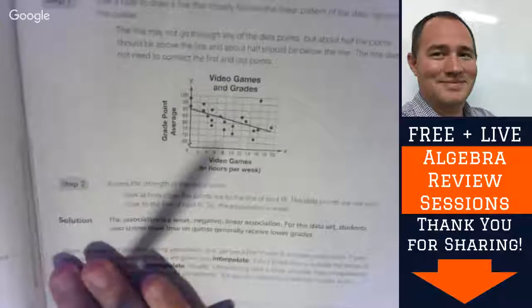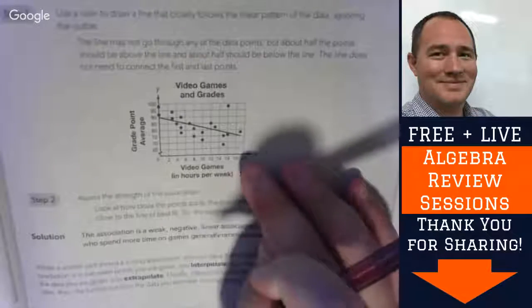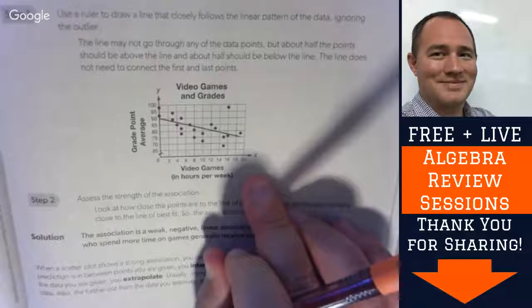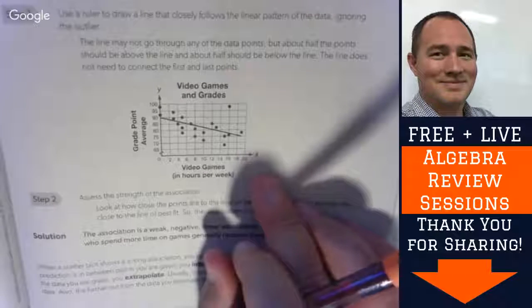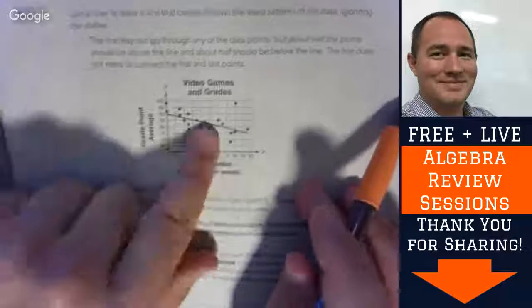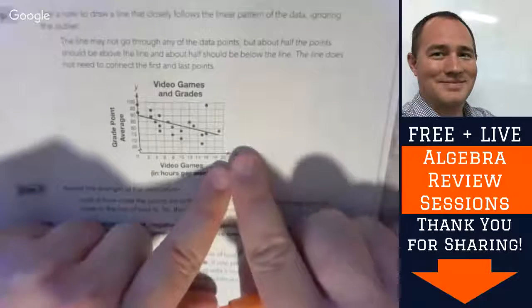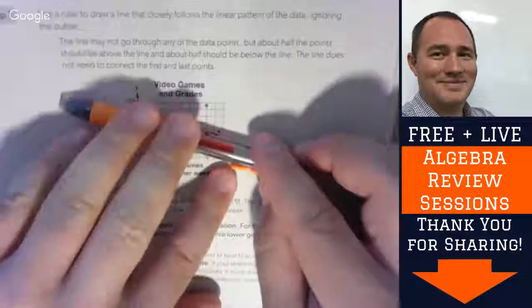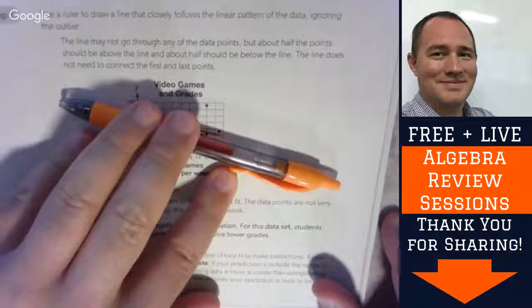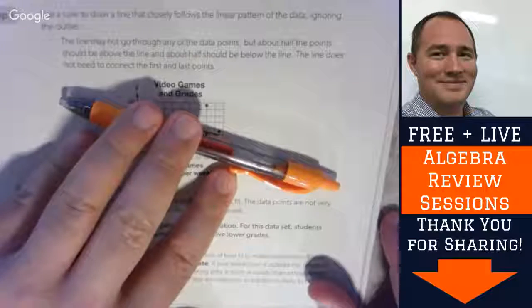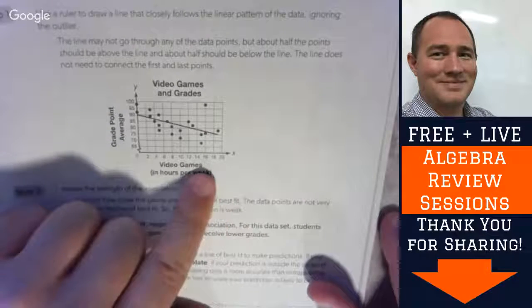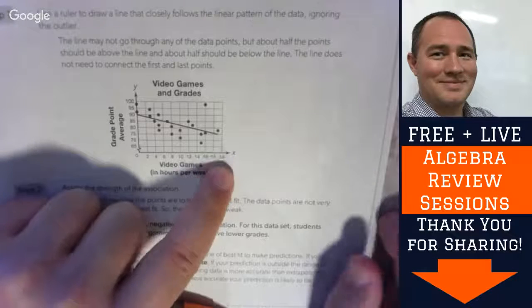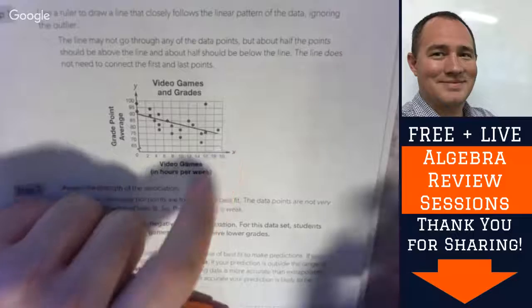And that makes sense because if we were to say, okay, well, let's say someone plays 100 hours of video games per week, that doesn't even make sense, right? If we followed this line and we went out to 100, would they have a negative GPA, or grade point average? Well, it's not even possible, so it just doesn't make sense. They probably would have close to a 0 GPA, but it wouldn't be negative, right?